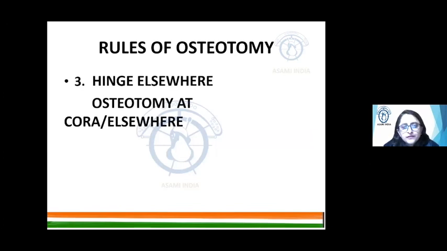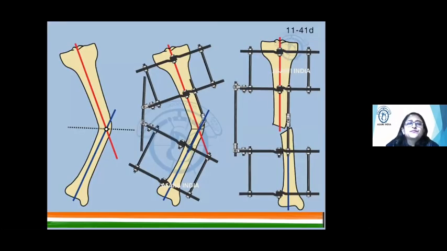And finally, osteotomy rule 3. In osteotomy rule 3, you can do osteotomy at the CORA or away from the CORA, but you're not placing the hinge at the CORA. The hinge is away from the CORA. So now let's see what happens in this situation.